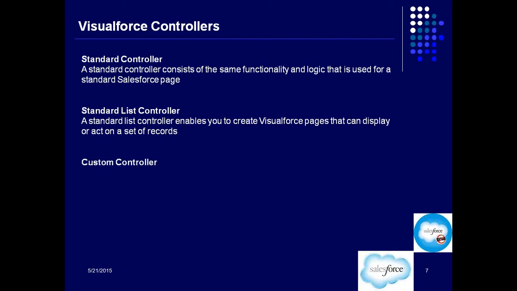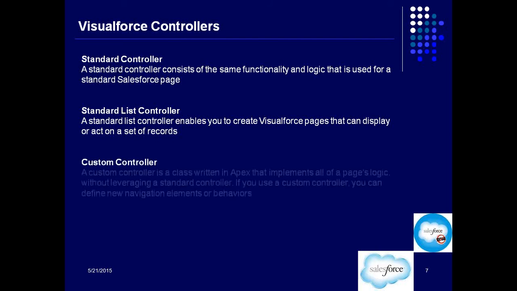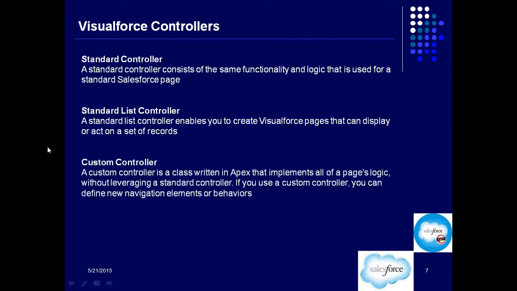Then comes the third type of controller, custom controller. Custom controller is where we will write our own logic. A custom controller is a class written in Apex. So this is where we are going to use Apex. We'll come to custom controller a little later, but this is where you are going to write your own logic. We'll write this class, and this implements all of a page's logic without leveraging a standard controller. So it will not leverage any of the standard programs or the logics, the set of instructions which are written. And we will have to write all the logics on our own.